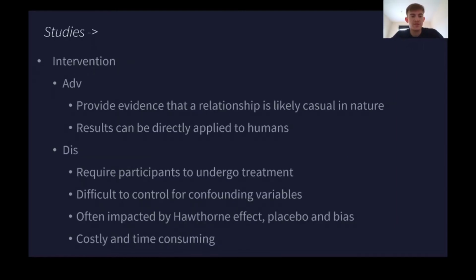We also have intervention studies, which is when we actually do something to people. They provide evidence that a relationship is likely causal in nature because we can control for other factors. And in this one, results can be directly applied to humans because we are testing on humans. Some of the disadvantages are that they require participants to undergo the treatment, and we need to get people signed up and make sure they understand the risks of the study as well. And it can be difficult again to control for confounding variables, because we don't really know what people would do when they're on the study.